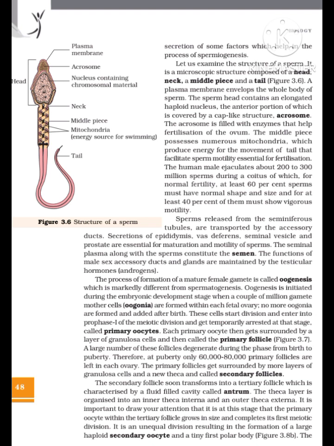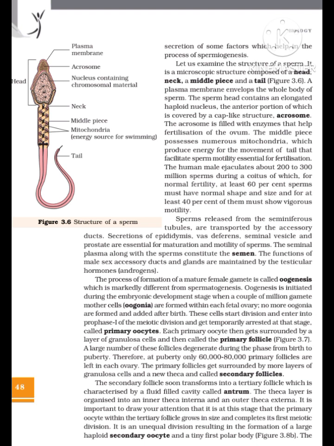The human male ejaculates about 200 to 300 million sperms during a coitus, of which, for normal fertility, at least 60% sperms must have normal shape and size and at least 40% of them must show vigorous motility. Sperms released from the seminiferous tubules are transported by the accessory ducts. Secretions of epididymis, vas deferens, seminal vesicle, and prostate are essential for maturation and motility of sperms.